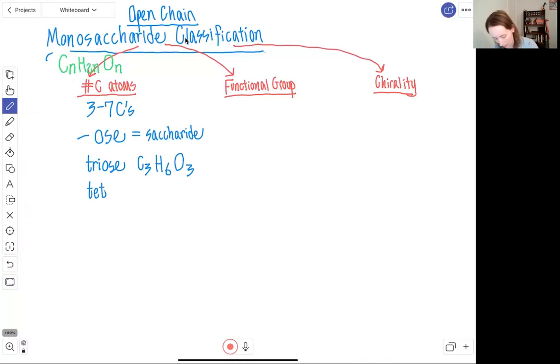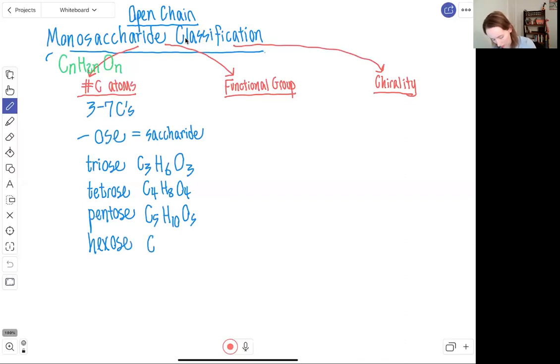Tetroses refers to 4 carbons, so it'd be C4H8O4. Pentoses are really common. We're going to see that the building blocks of nucleic acids incorporate some pentose units, and that's going to be C5H10O5. Hexoses are super common. An example of that is glucose. C6H12O6 is the formula that you would see there. And then heptose refers to 7 carbon atoms, and that's going to be C7H14O7 there. So that's going to be one way that we can go about classifying structures, is based on the number of carbon atoms that they have.